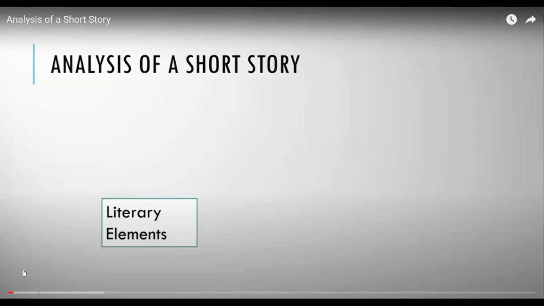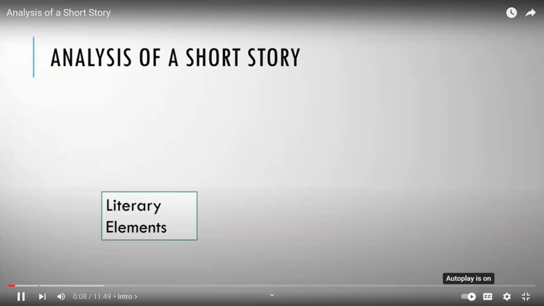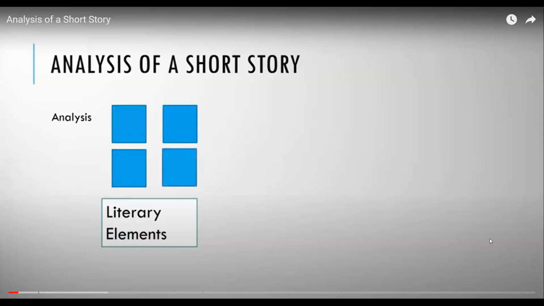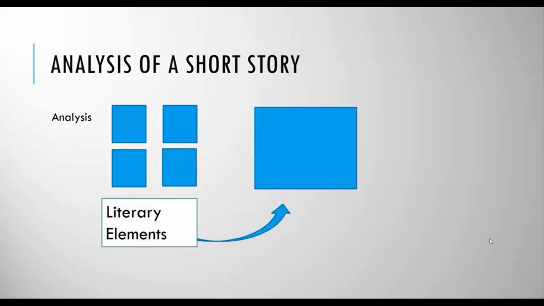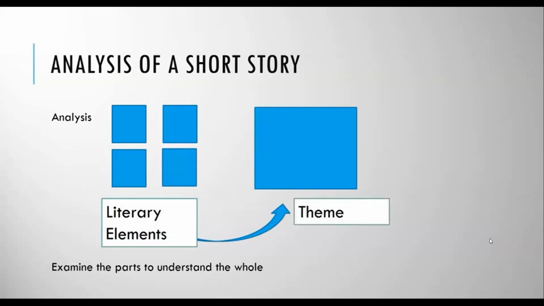Examining the parts to understand the whole. So we look at all the little pieces, in which this case we're looking at the literary elements that are talked about in chapter 6, and we use those to help us understand the theme of the story, the concept that the whole story revolves around, or helps us understand more about. Remember, stories have meaning. The meaning we're looking for right now is the theme, the universal concept the story revolves around. We're examining the parts to understand the whole, the theme.